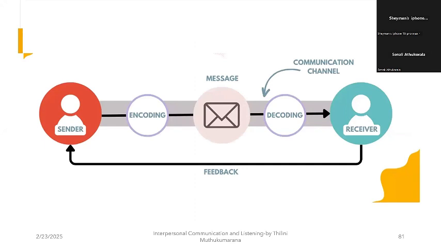You're sending a message, so you are the sender, and it is encoded as a message, and the receiver is going to decode it, okay? So you can see the communication channel can be different. How you are going to send the message to the receiver, we'll learn that. And also you give the feedback. Here, the noise and distractions are not shown, but we are going to talk about that aspect as well.